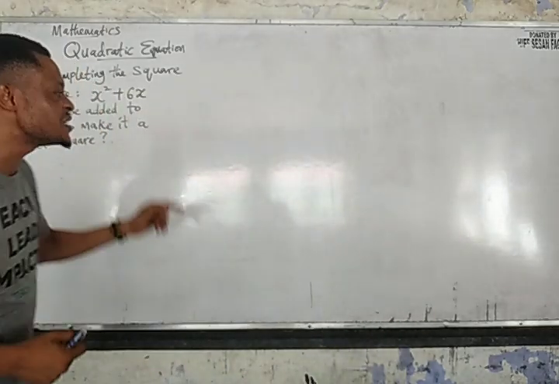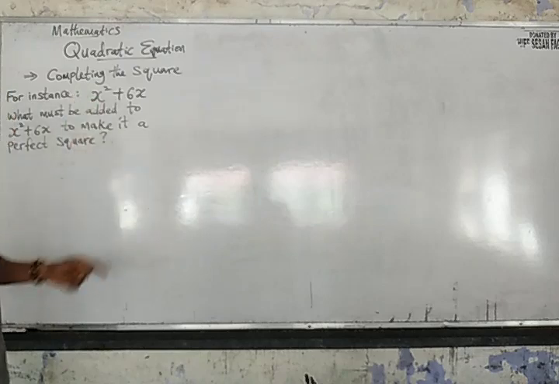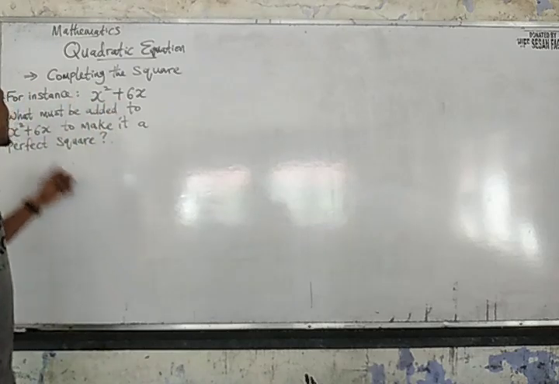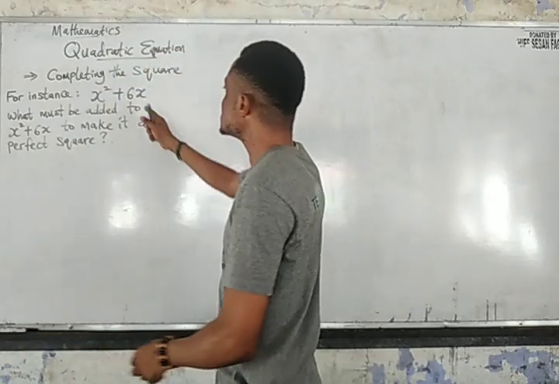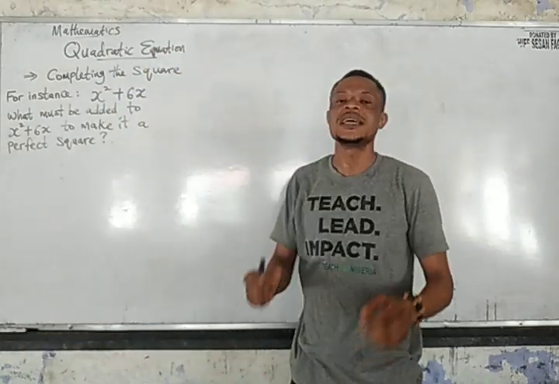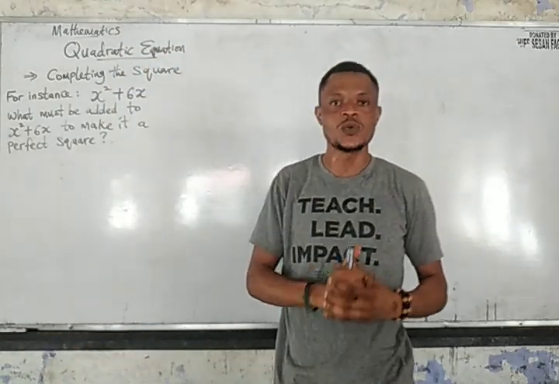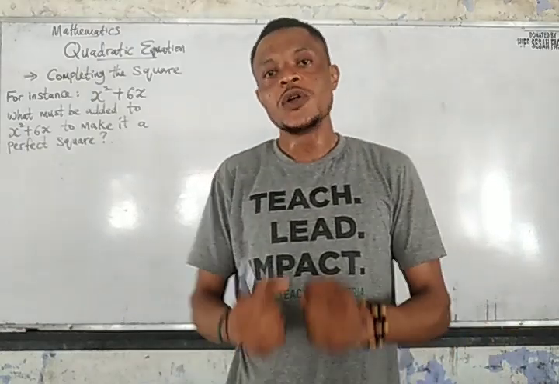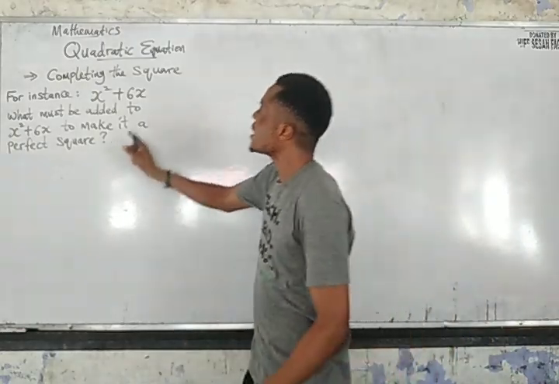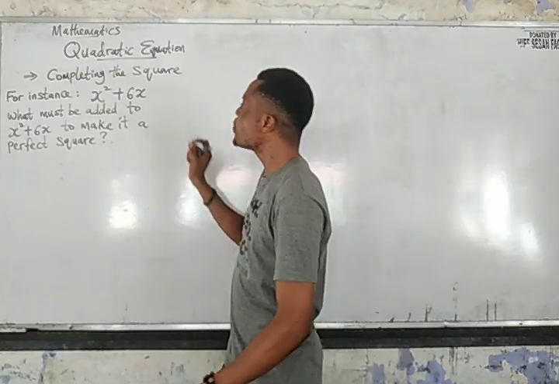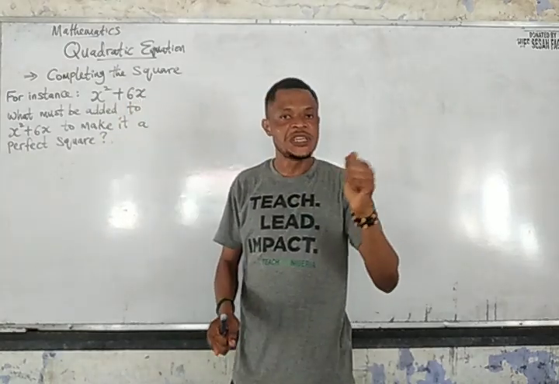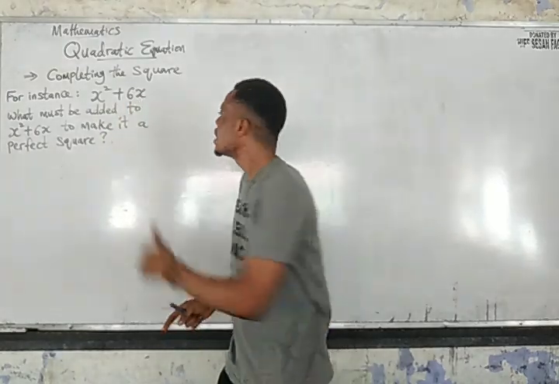For instance, we have this expression x squared plus 6x. What must be added to this to make it a perfect square? As it is now, we cannot factorize it in a way that it will be a perfect square. So the procedure to solve it in a way that we will generate a perfect square, all we need to do is to pick on the b, like we did in the previous class.